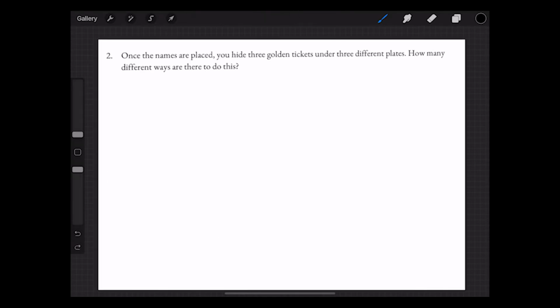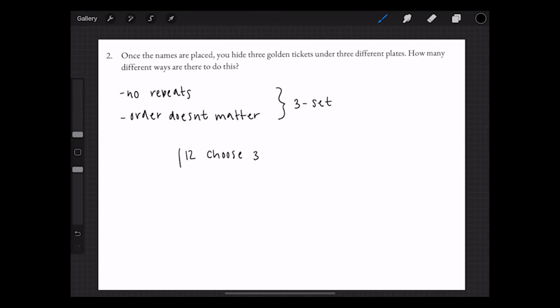Now we know that we can choose 3 people at the dinner party to receive one of 3 golden tickets. And we're trying to find how many different ways we can get these 3 people. We know that there can't be repeats because it says 3 different people. And we also know that order doesn't matter. Whoever gets the first golden ticket isn't any different than the person who gets the second golden ticket. And so we're essentially choosing a set of 3 from the 12 people. So for that, we can just use the formula for 12 choose 3.